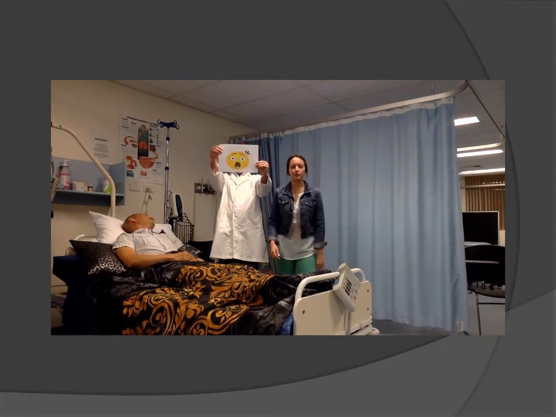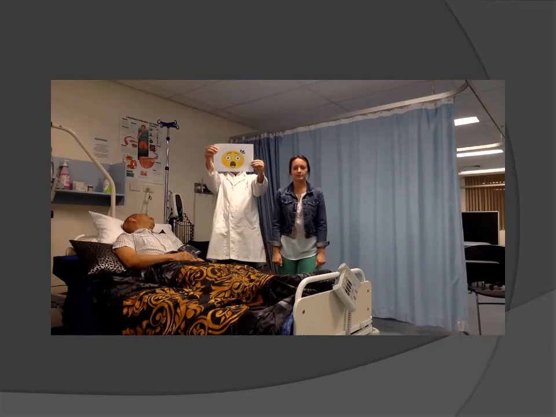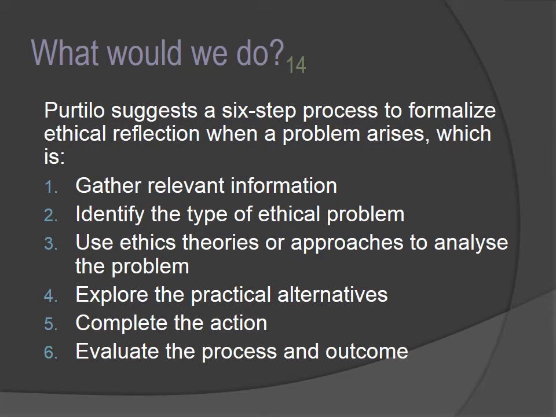As you can see, this health professional is really shocked about how they are treating their family member. What would we do? Purtilo suggests a 6-step process to formalize ethical reflection when a problem arises, which is: gather information, identify the type of ethical problem, use ethic theories or approaches to analyze the problem, explore the practical alternatives, complete the action, evaluate and process the outcome.